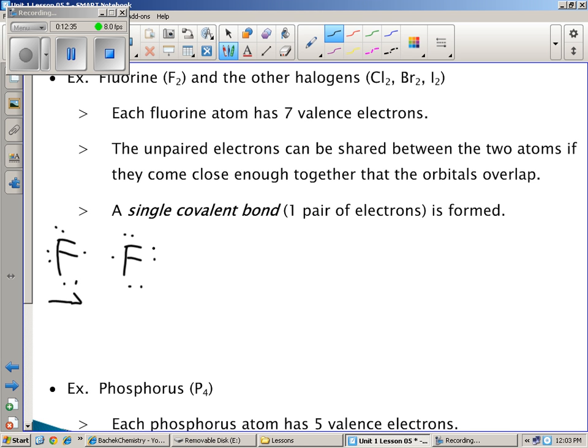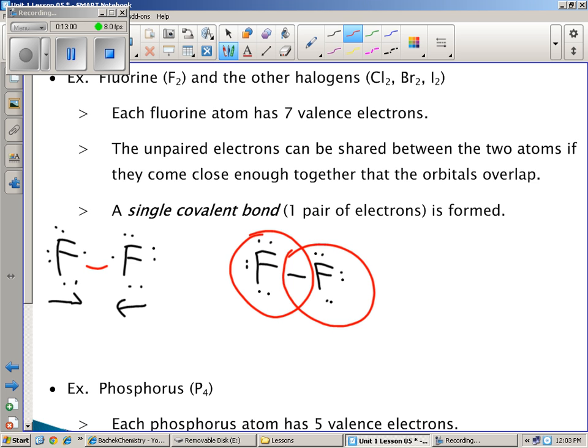When these two get close enough together, right? Look, there's a pair here that can be shared right there. And is that going to help each other out get to that magical 8? Absolutely. So we get this. Okay? And once again, you can count them up if you want. There's 8 around each one. And you don't have to show me this part here. I'm just proving to you basically that each one has 8 now, sharing.